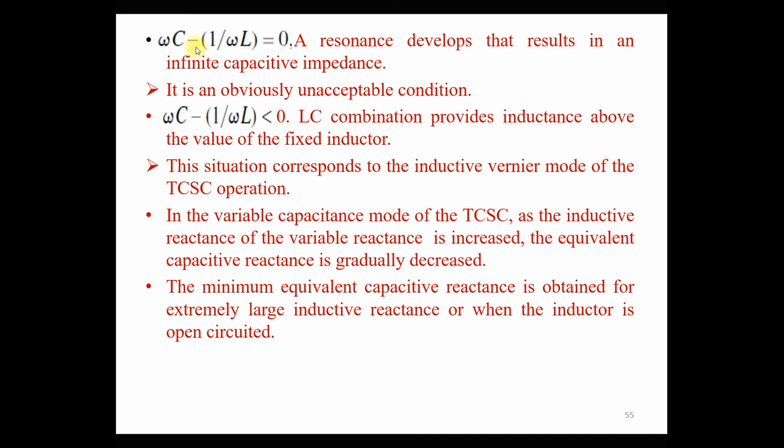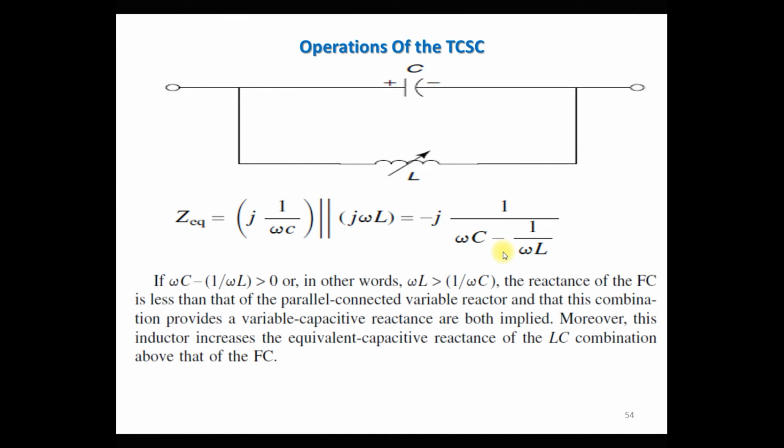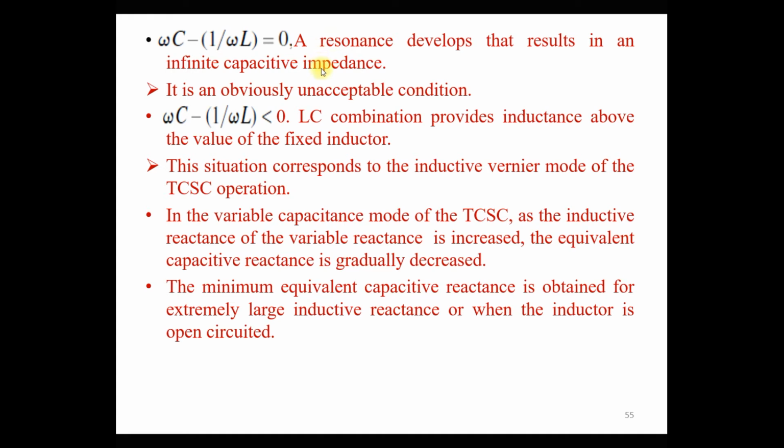So next condition, when ωC - 1/ωL becomes 0, it means when this denominator becomes 0, so at that time what will happen? Your impedance becomes infinite. Your capacitor impedance becomes infinite, and that develops the resonance condition, and this is an unacceptable condition for the system. So this type of condition is not permitted in the TCSC operation. During the TCSC operation, we avoid this condition by the firing angle control of the thyristor, because in this condition resonance is developed, and because of the resonance it affects the stability of the power system. So this is the unacceptable condition.